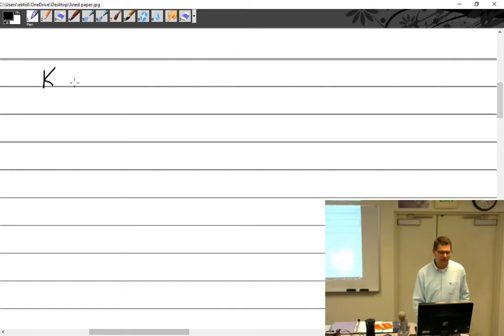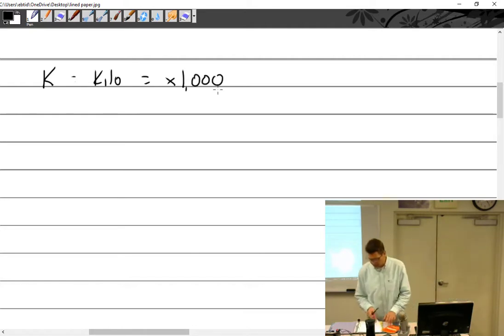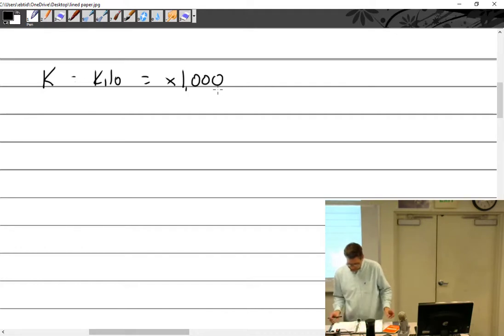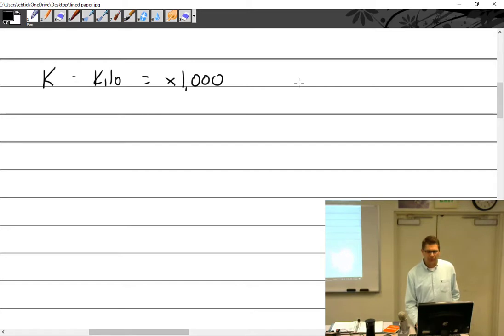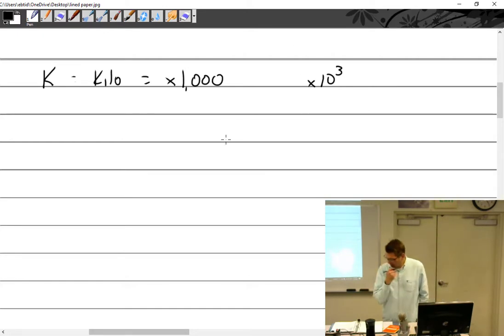We'll start this way. K, which is kilo, equals times 1,000. So anytime you see that, it's going to be times 1,000. It is also a number times 10 to the third in scientific notation. All right, the other one will be milli.